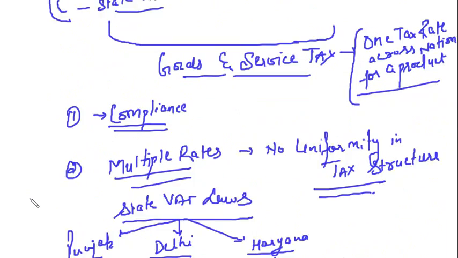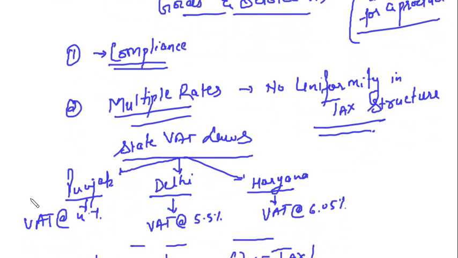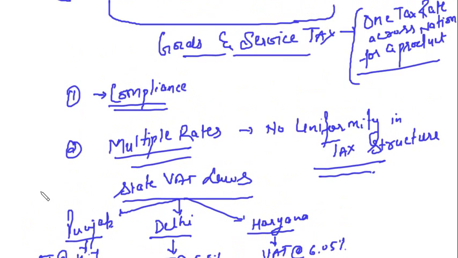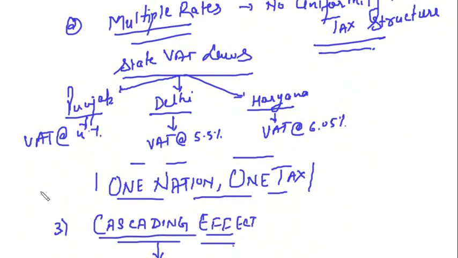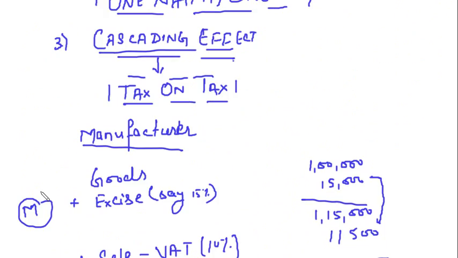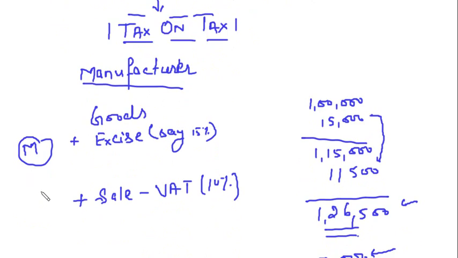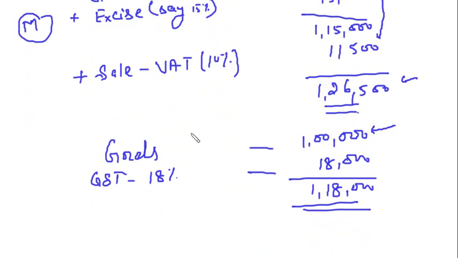To reduce the compliances, to remove the multiple rates of tax on a single product. There will be one tax rate now. And the important one was to remove the cascading effect. Cascading means we are paying tax on tax, like we paid the VAT on excise duty also.